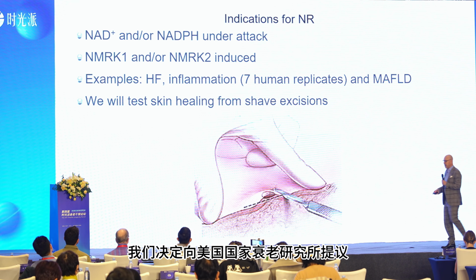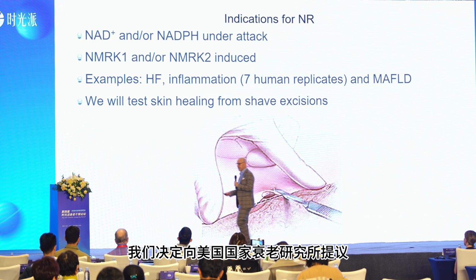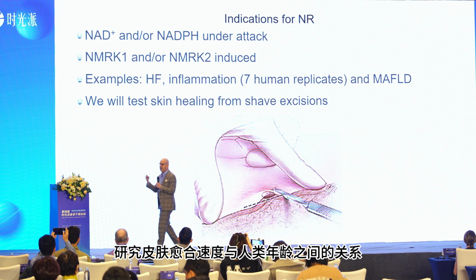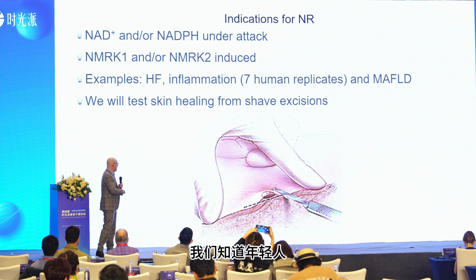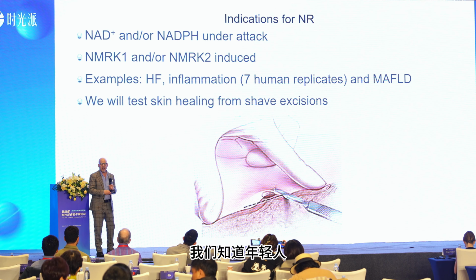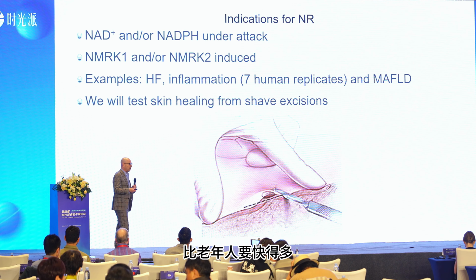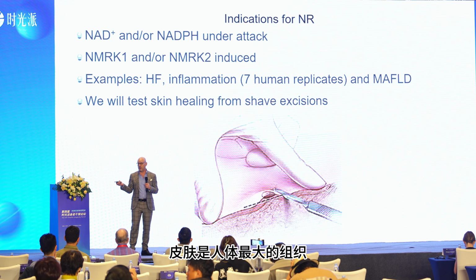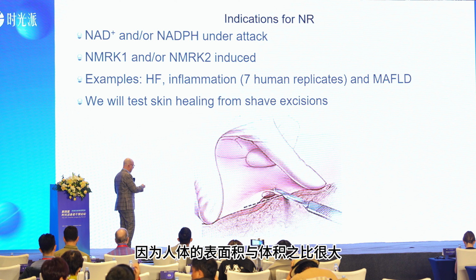We decided in a new proposal to the National Institute on Aging to look at the rate of skin healing as a function of human age. We know that people that are younger can heal from scratches and scrapes and burns very rapidly, much more rapidly than older people. Skin is the largest tissue in the human body, right, because of the surface area to volume of a human being.